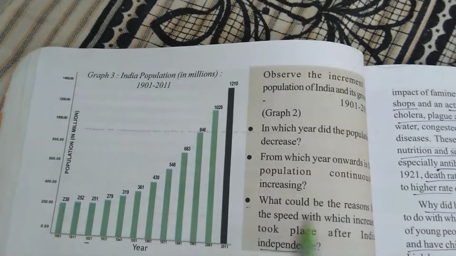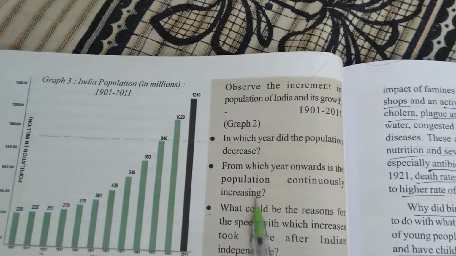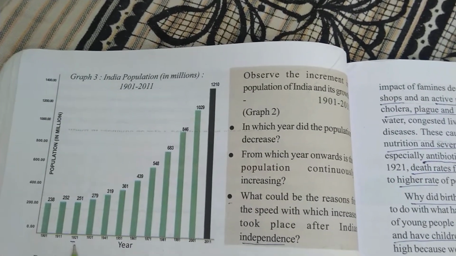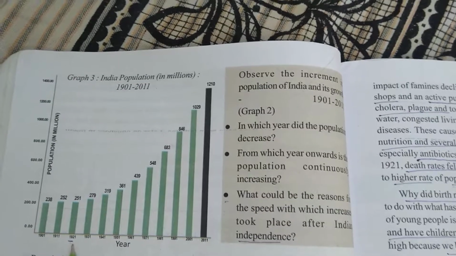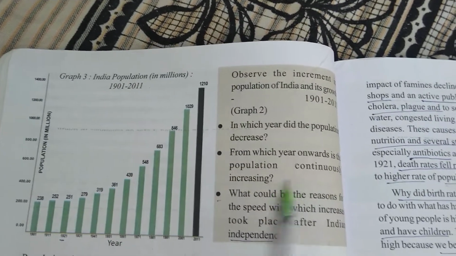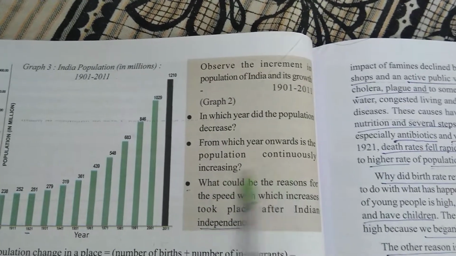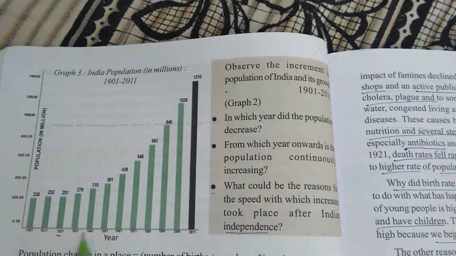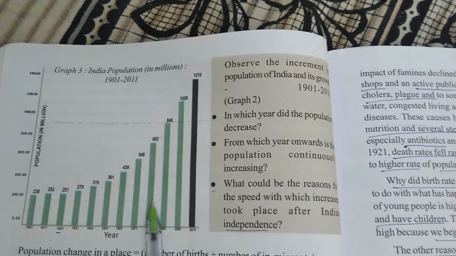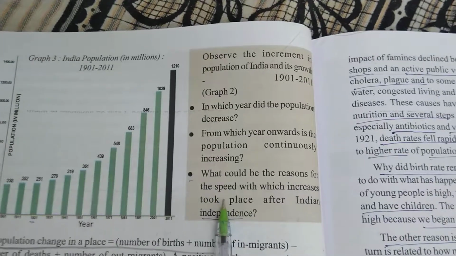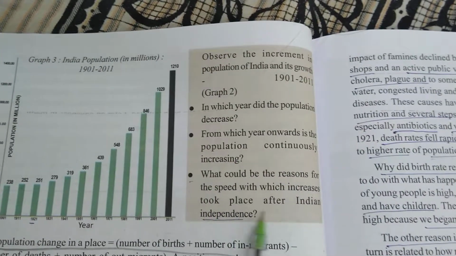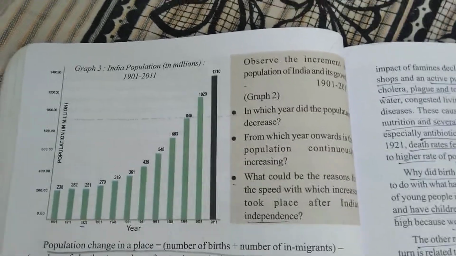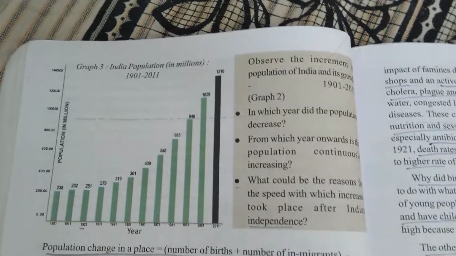Here some questions are there. In which year did the population decrease? In 1921 the population decreased. From which year onwards is the population continuously increasing? From 1931 onwards the population is gradually increasing. What could be the reasons for the speed with which the increase took place after Indian independence? Why the population growth is more after independence, we will discuss in this chapter.